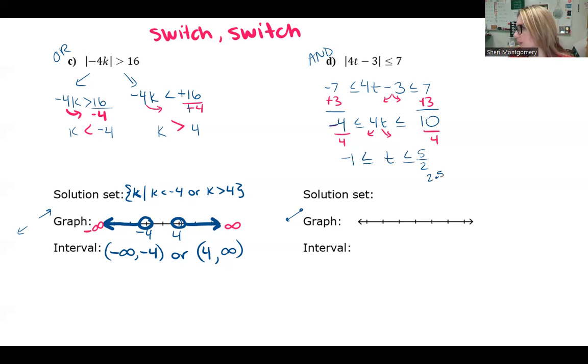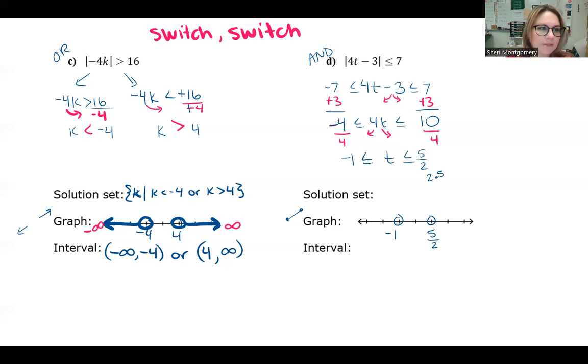That might help me when I go to graph it to know which one goes where. The smaller number is going to go on the left. I'm going to have 2 things: a negative 1 and then a 5 over 2. My answers are always going to give it to you as a fraction, so if I was you, I would leave it as a fraction.